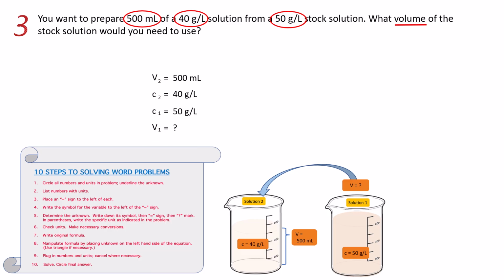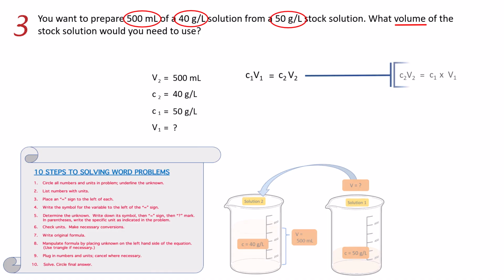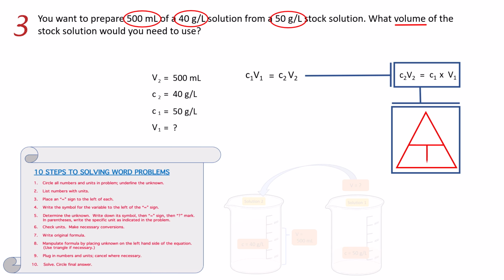Step 7. Write original formula. That is, C1V1 is equal to C2V2. Step 8. Manipulate formula by placing unknown on the left-hand side of the equation. Use triangle if necessary.